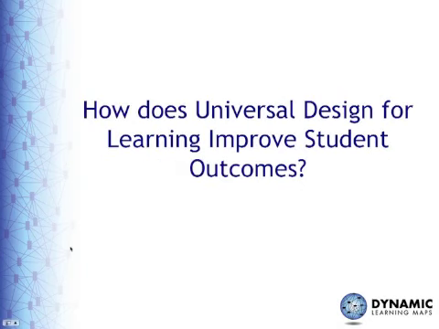Universal design for learning improves student outcomes by taking into account multiple learning networks as defined by CAST, the organization responsible for defining UDL and bringing it to the forefront in education.